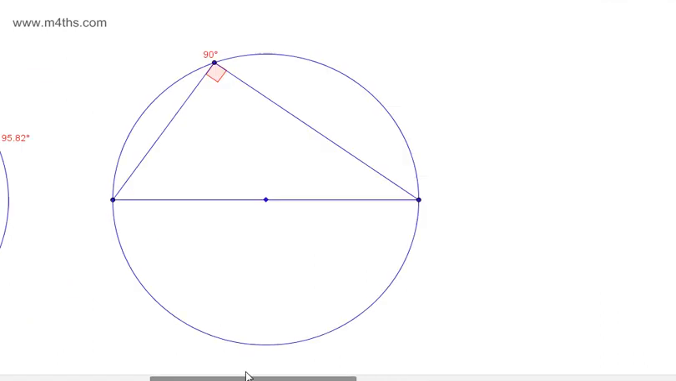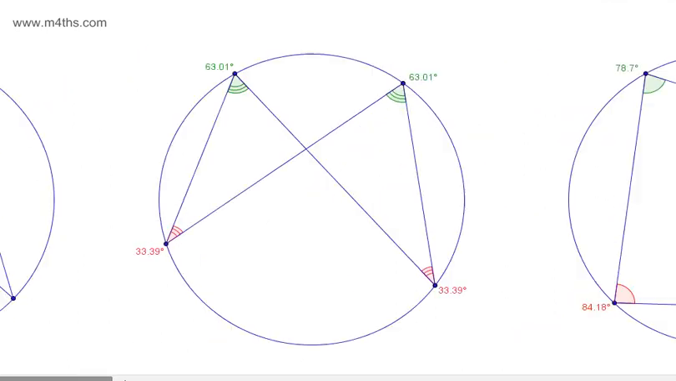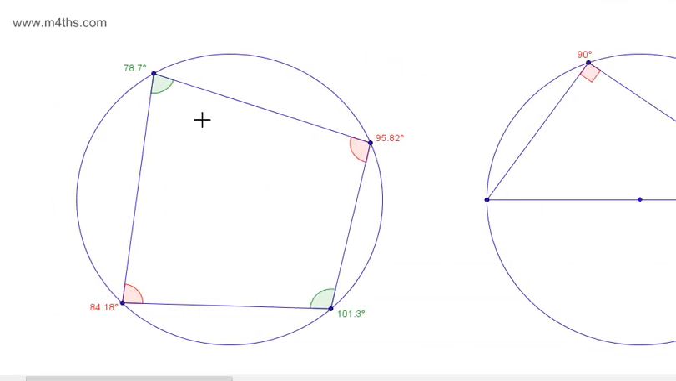So let's go back. We've got the arrow: angles at the centre are double that of the circumference. We have the bow: these angles are going to be equal, and the top angles are going to be equal. And we have the quadrilateral: opposite angles equal 180.